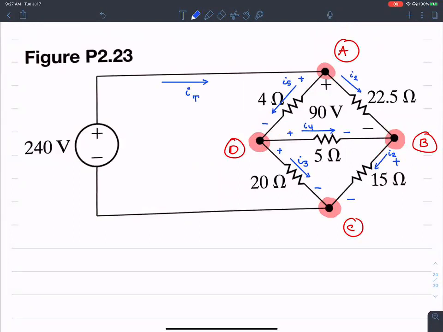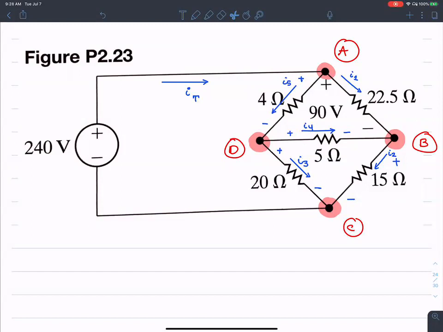Questions so far, please. These are the current directions that I chose. Is this circuit a Wheatstone bridge? It's similar to it. You see that the two diagonals are connected in between by a resistance, so it can be transformed to a Wheatstone bridge, sure, yes. That's a good question, that's a good point.